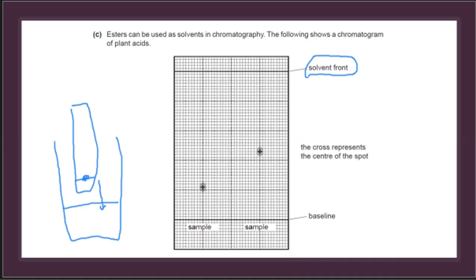But this sample line does not fall below the base of the water, right? And then the substance travels up the chromatogram just like it did here. It traveled up the chromatogram, right?